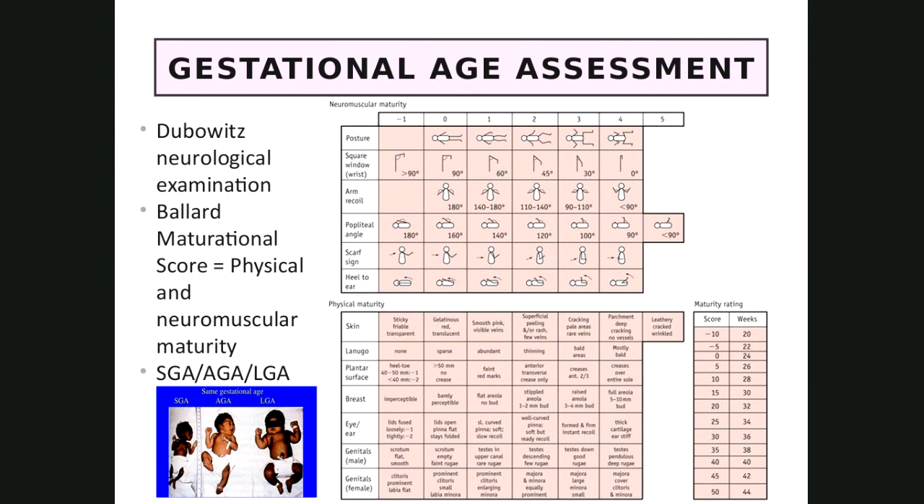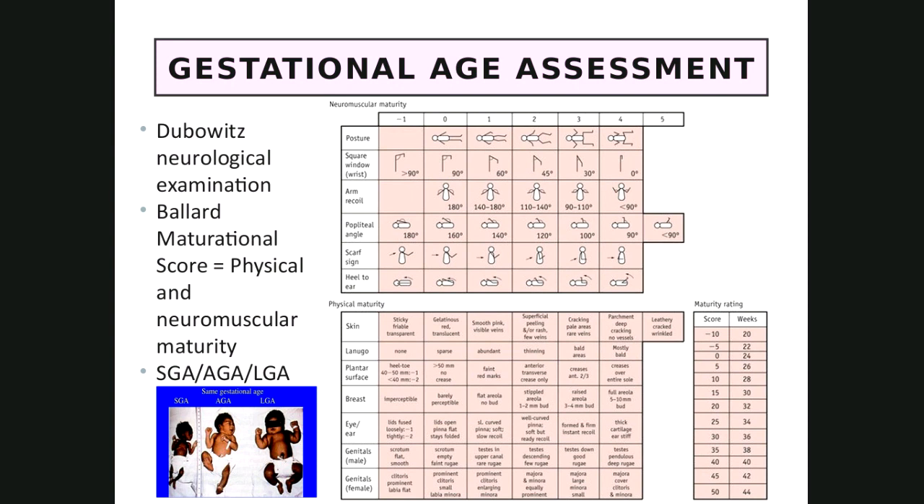Okay. Or she's one of those people who says, I didn't know I was pregnant, but then all of a sudden comes and has a baby. And we want to know, well, how many weeks is this baby? Is it 35 weeks? Is it 41 weeks? And so what we do is gestational age assessment. And there are, again, supplemental videos on this, but the Dubowitz neurological examination is done, and the Ballard maturational score, which is a physical and a neuromuscular assessment. That's what I have the photo of here, okay?